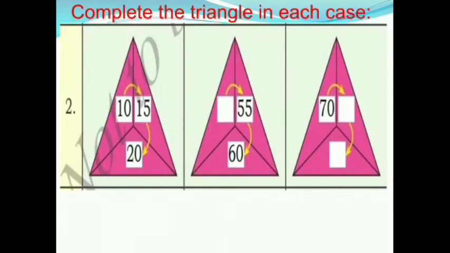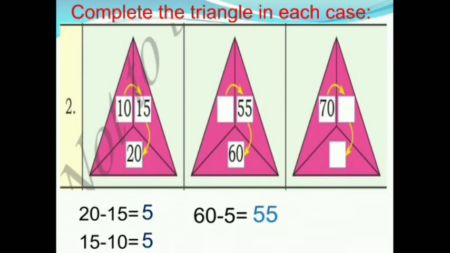Children, now we will solve this question. In the first triangle we have 10, 15, 20. In the 3 parts, we should find the difference of each part. 20 minus 15 is equal to 5. 15 minus 10 is equal to 5. So the difference of each part is 5. So we should subtract 5 from 60. 60 minus 5, 55. 55 is given. 55 minus 5, 50. So we will write 50.